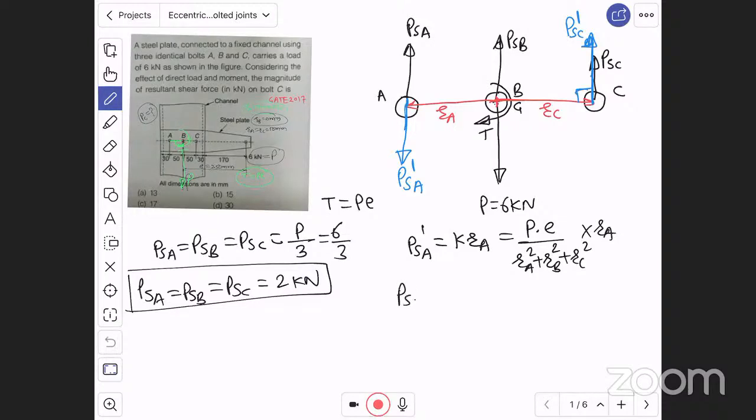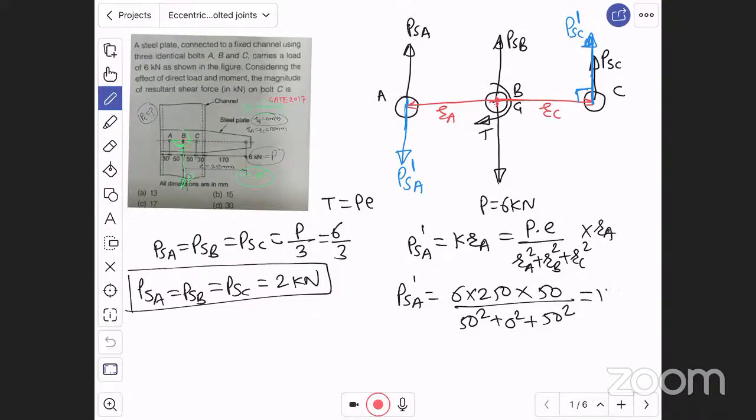Therefore, PSA dash is equal to P into E, that is torque. P is 6 kilonewton, E is 250, into RA is 50. All values we have calculated, divided by RA square is 50 square plus RB square is 0 square plus RC square is 50 square. Now this is the secondary shear load on bolt A. Solve for it, and you will find the answer equal to 15 kilonewton.